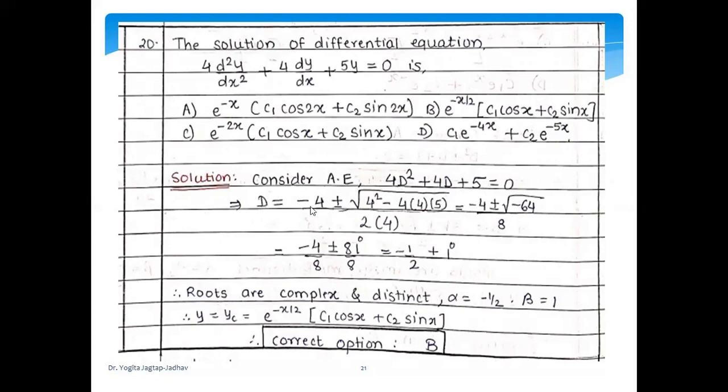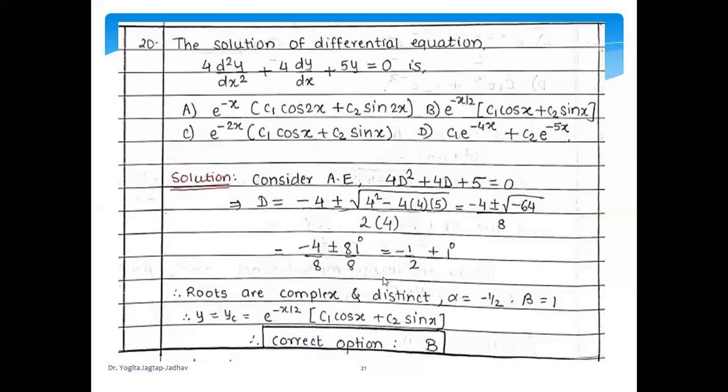Therefore, D equal to minus 4 plus or minus square root of 4 square minus 4 times 4 times 5 upon 2 times 4. In the square root, what do we have? 16 minus 80. Therefore, it is equal to square root of minus 64. And you know, the square root of minus 1 is i and the square root of 64 is equal to 8. Therefore, here we have D equal to minus 4 plus or minus 8i upon 8. After separating out the denominator, we get the first term as minus 1/2 and the imaginary part becomes i.